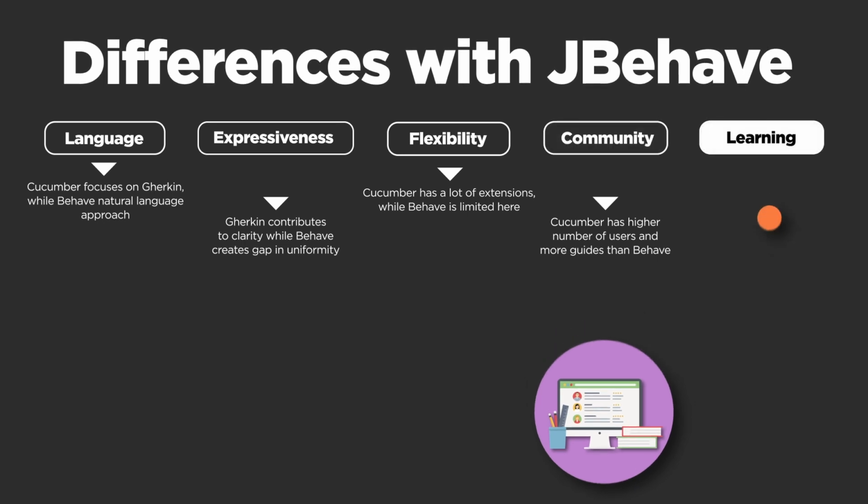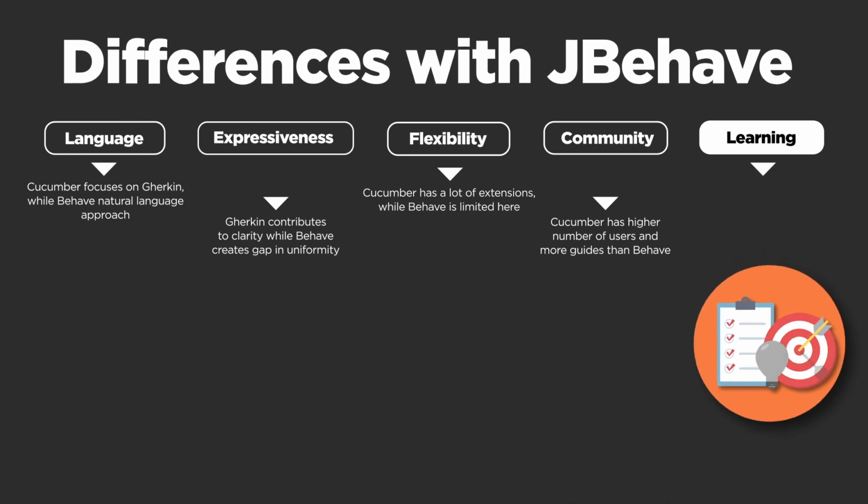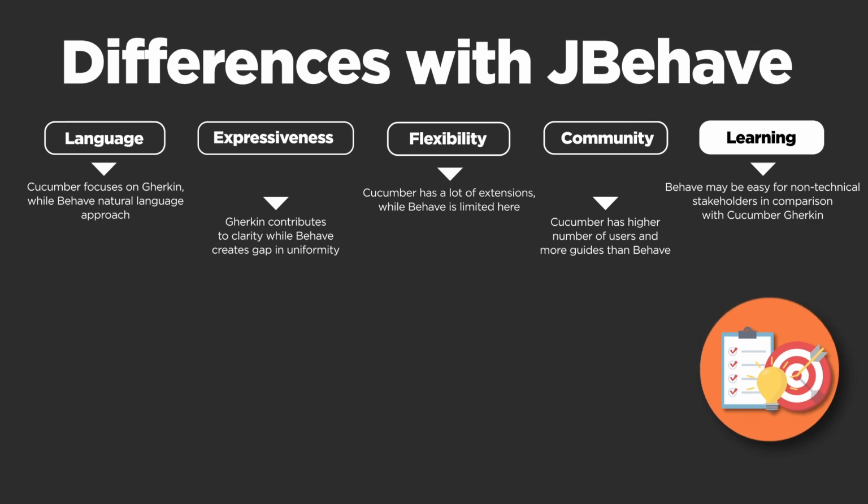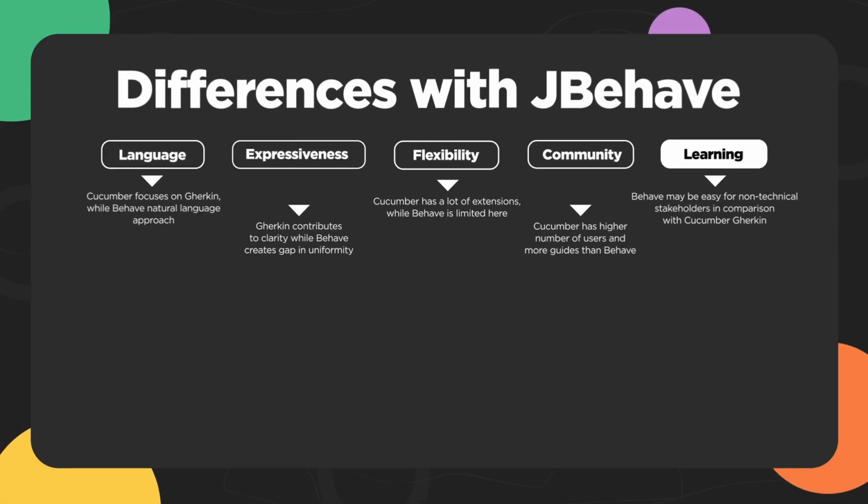The structured nature of Cucumber's Gherkin language can make it easier for beginners to grasp the basic concepts of BDD. The natural language approach of JBehave might be easier for non-technical stakeholders to start with, but it could lead to inconsistencies in the way scenarios are written.